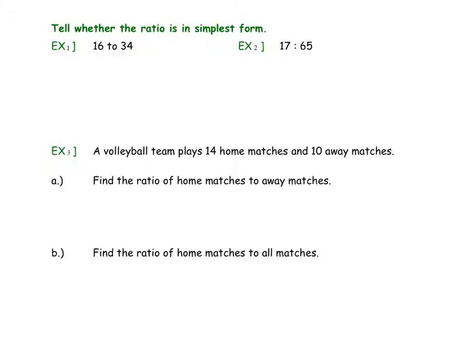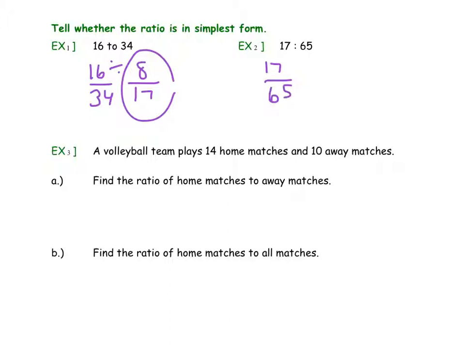So it says, tell whether the ratio is in simplest form. So 16 to 34 is not in simplest form because we can divide it by 2. If I divide it by 2, I would get 8 to 17, and that would be the simplest form of that ratio. 17 to 65 is in simplest form because you can't reduce it. So if you can reduce it, you should.